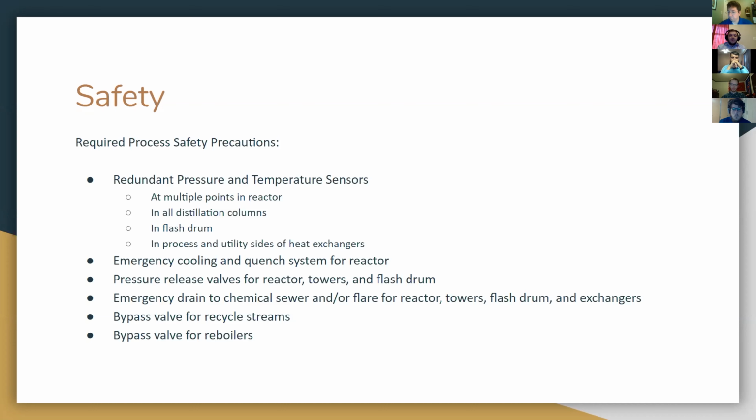And we also determined that we needed bypass systems for our recycle streams, both the VGO and hydrogen, as well as bypass for our reboilers, so that if our stream was getting too hot, we could go around the reboiler instead of increasing its temperature further.